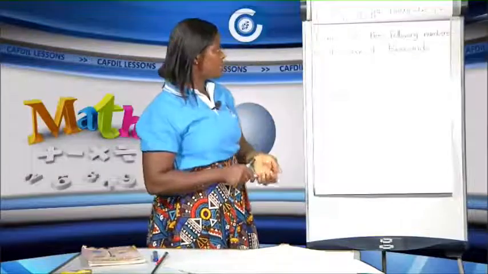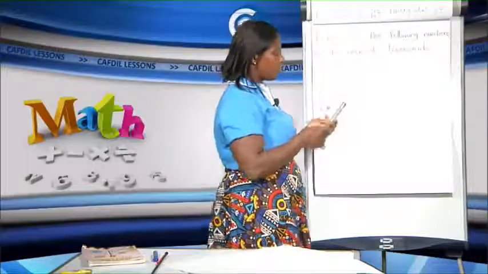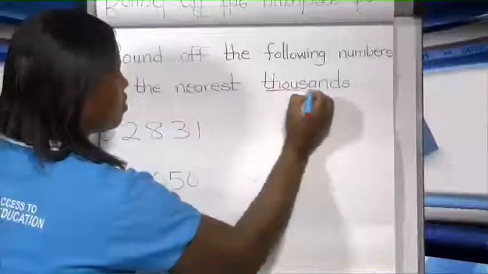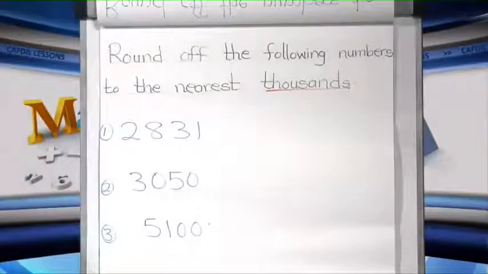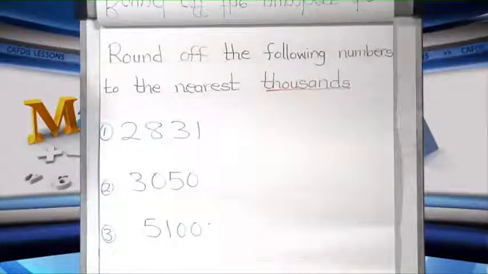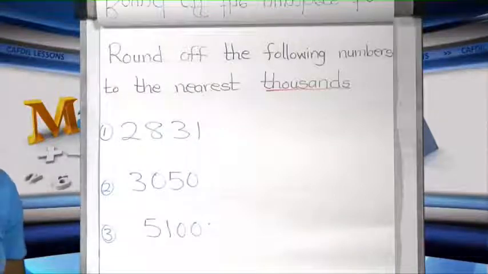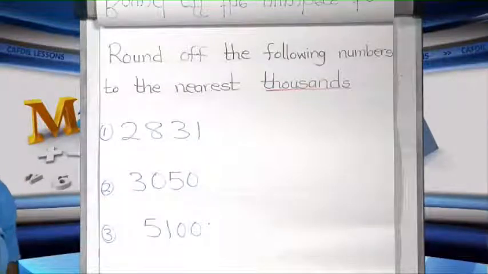Let's round off these numbers to the nearest thousands. Now we have moved to the thousands. What do we do? The same strategy. So to the nearest 1,000, we go right to the next place. What is the next place? It is the hundreds place. The same thing, if it is 5 or more, we will add 1 to the number at the thousands place. But if it is less than 5, we will leave the number like that.